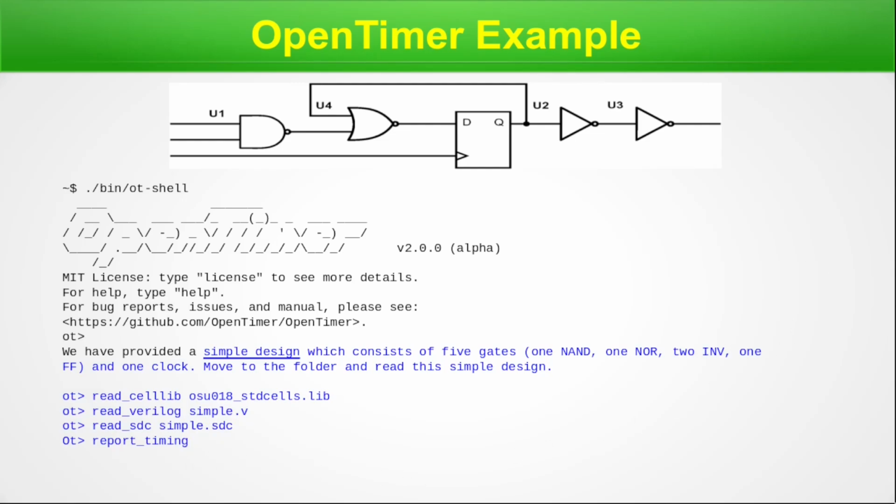This is a simple example. The test case name is also simple. You can get the test cases from the same GitHub link from where you are downloading OpenTimer. These examples are there. I think when you download the entire thing, the test cases also come. Otherwise you can download them from GitHub. We are done with this particular slide, so let's move on.